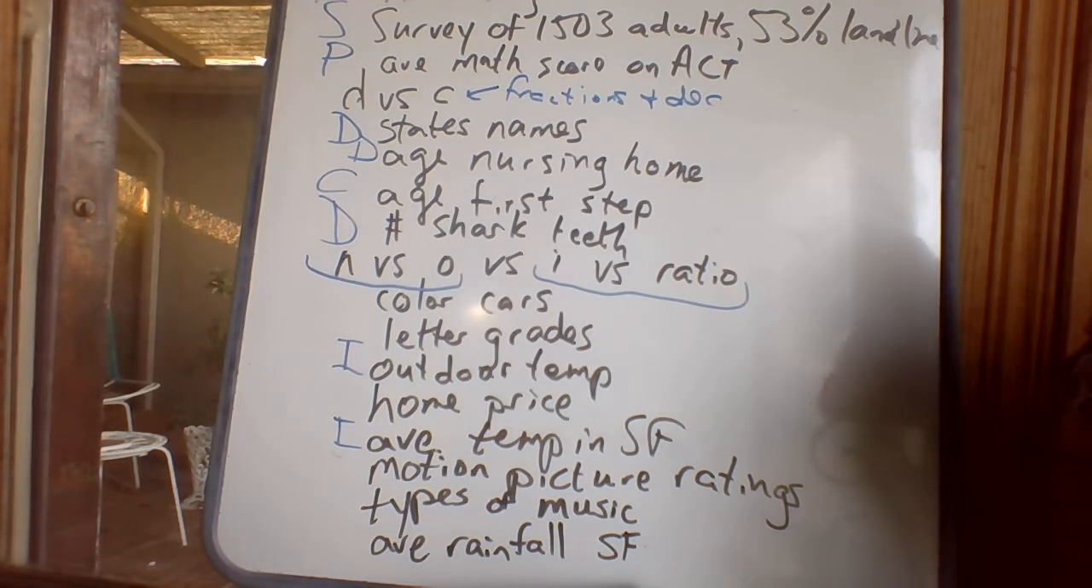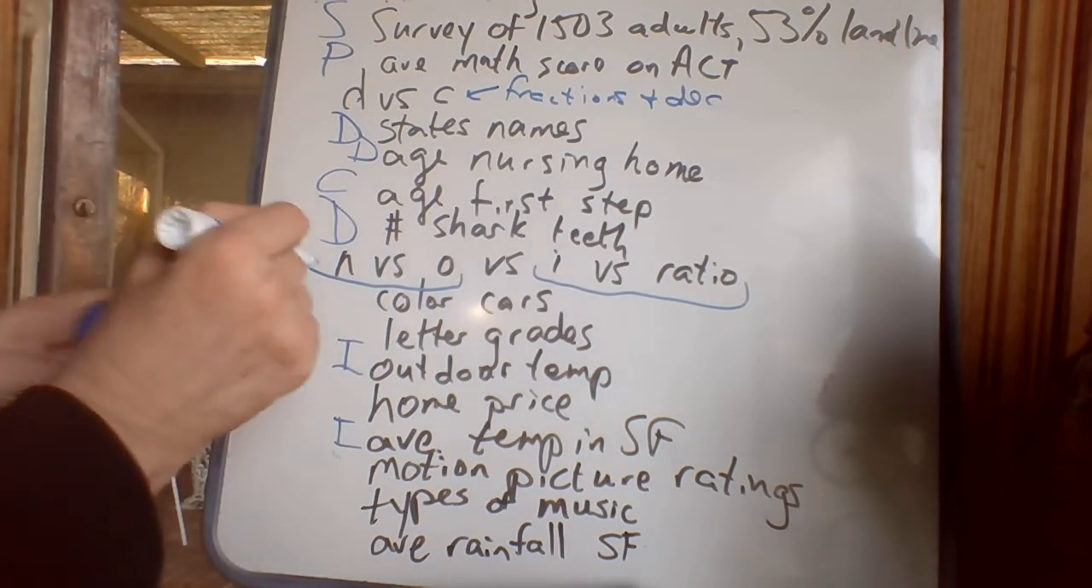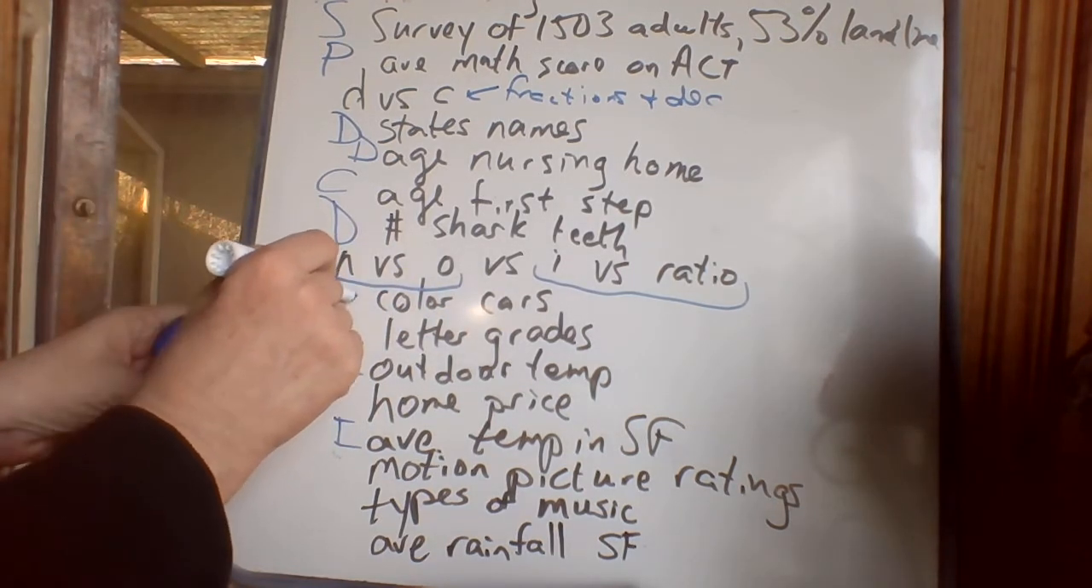Now the color, okay, first I got to do nominal versus ordinal. Ordinal, it says order, ordinal. And nominal is, they're just names for things. So color of cars is nominal. You can't say, oh, white cars are better than blue cars.